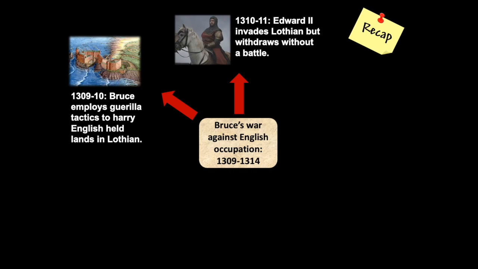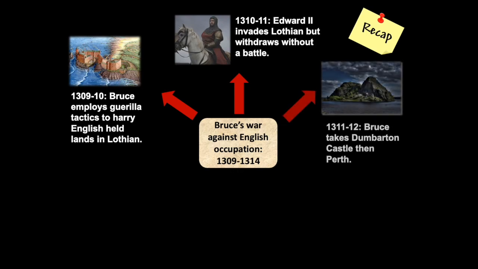So with Edward gone, Bruce's forces were free to pick off other English-held garrisons around Scotland. In 1311, he moved against Dumbarton Castle, which gave him control of the Firth of Clyde. In 1312, his forces took the walled city of Perth by surprise in a night attack. Now, this becomes a recurring phenomenon with Bruce's campaigns against the English.